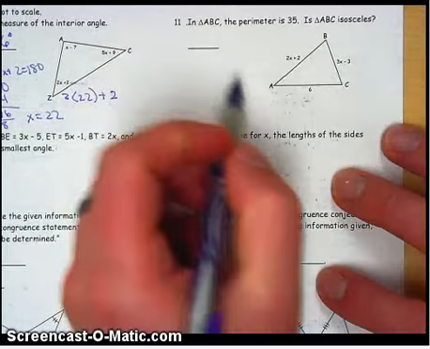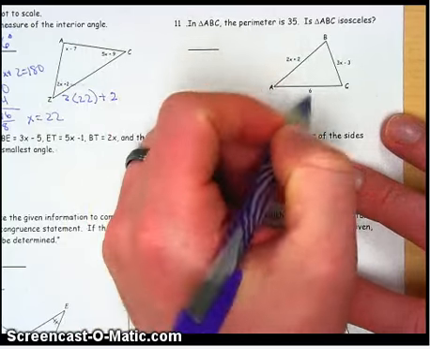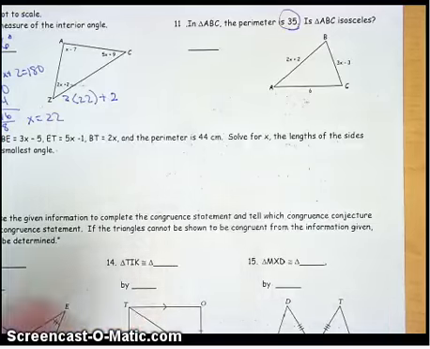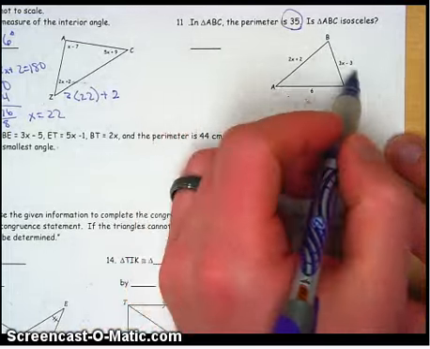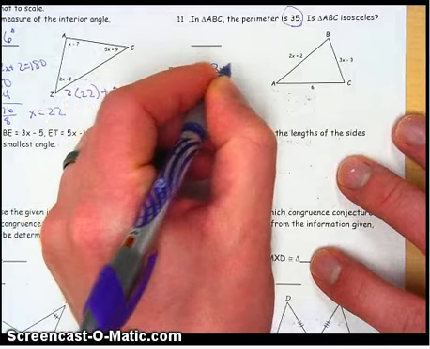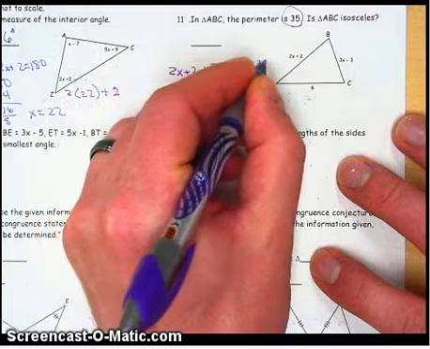11's like what we just did on this last homework assignment. I've given you the 3 sides and the perimeter. We want to decide if it's isosceles. First thing I've got to do is solve for x, so I can figure out how long those 2 sides are. So 2x plus 2 plus 3x minus 3 plus 6 equals 35.